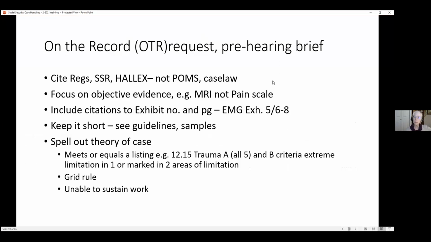If you're going to write a pre-hearing brief, use regs, SSRs, and HALEX. Do not use POMS because that's not what they rely on. And do not use case law. They are specifically prohibited from considering case law.